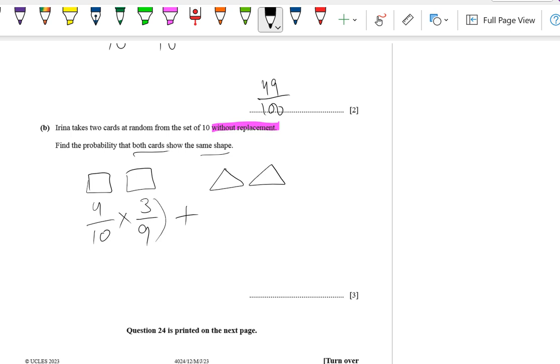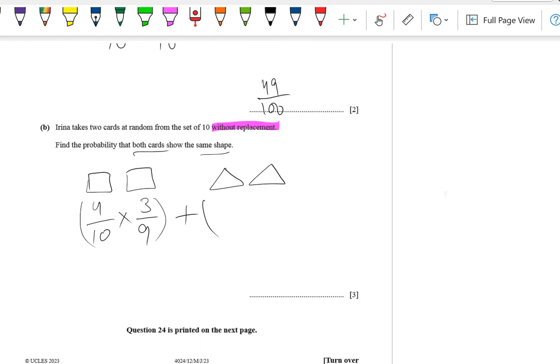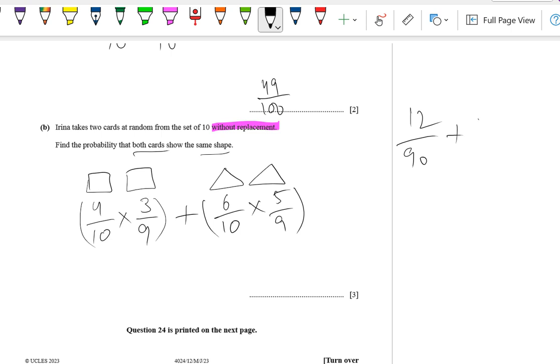Now the options are changing, so use plus. Probability of getting a first triangle is 6 by 10, and for the second 5 by 9. So it is 12 by 90 plus 30 by 90. Answer should be 42 by 90.